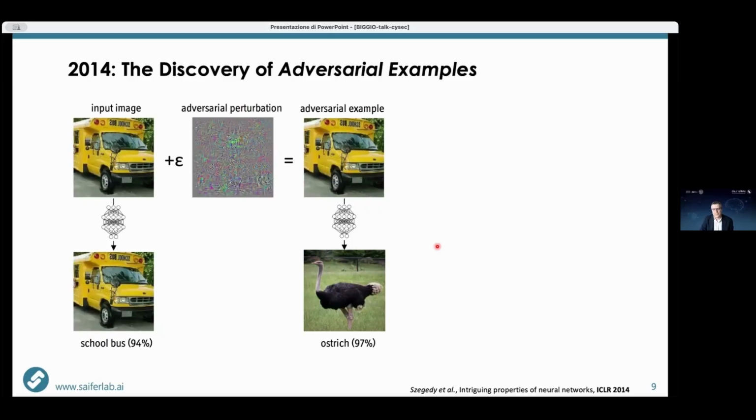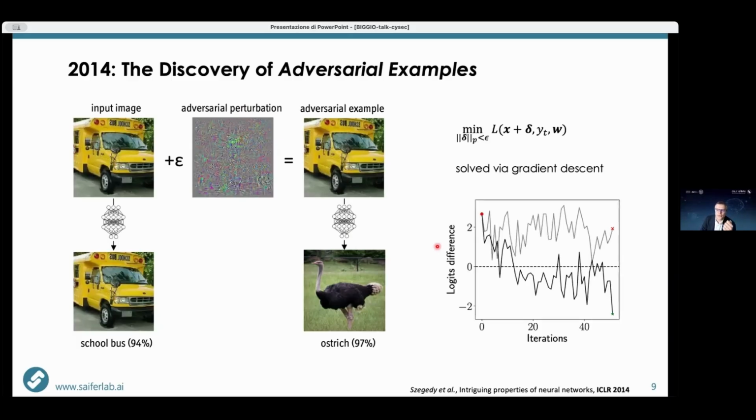And of course, this was extremely surprising to discover because these models were extremely accurate, claimed to have superhuman performance, and yet they're super easy to fool. And again, the underlying algorithm to find this perturbation was still computed by doing optimization over the scores of the model, so basically by gradient descent. It's basically the same strategy we were using one year before.